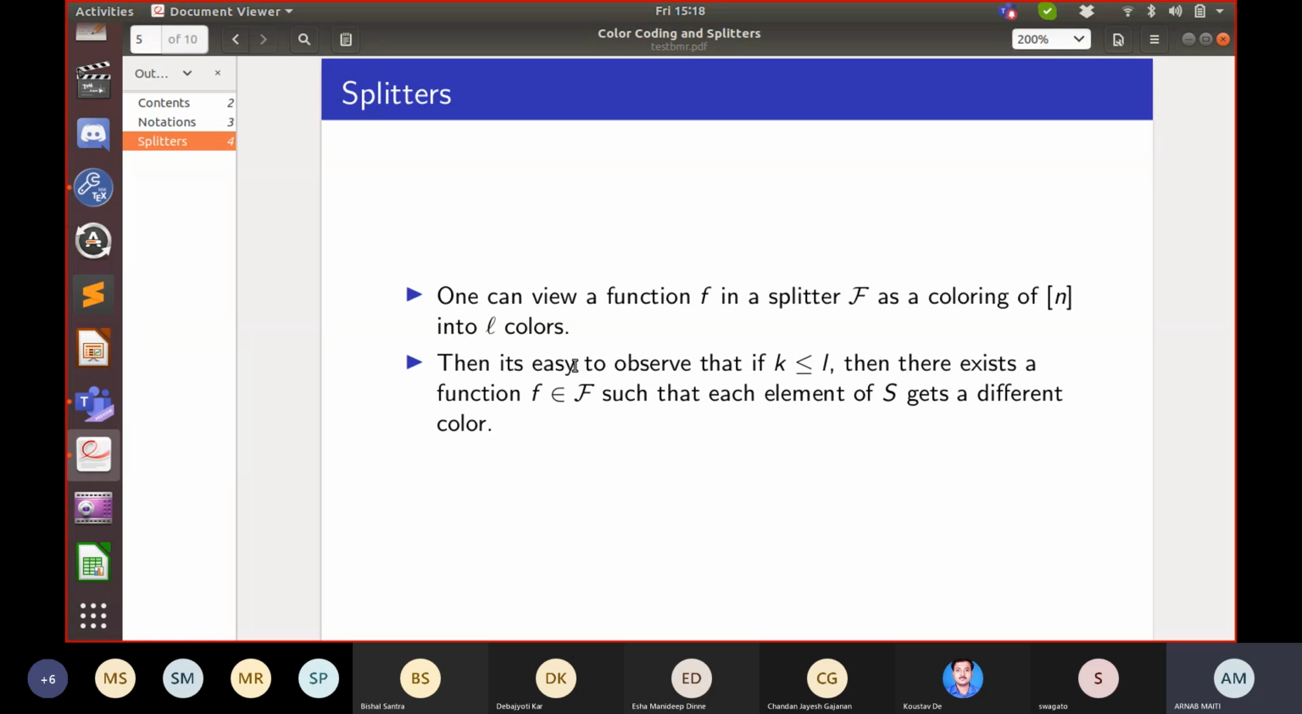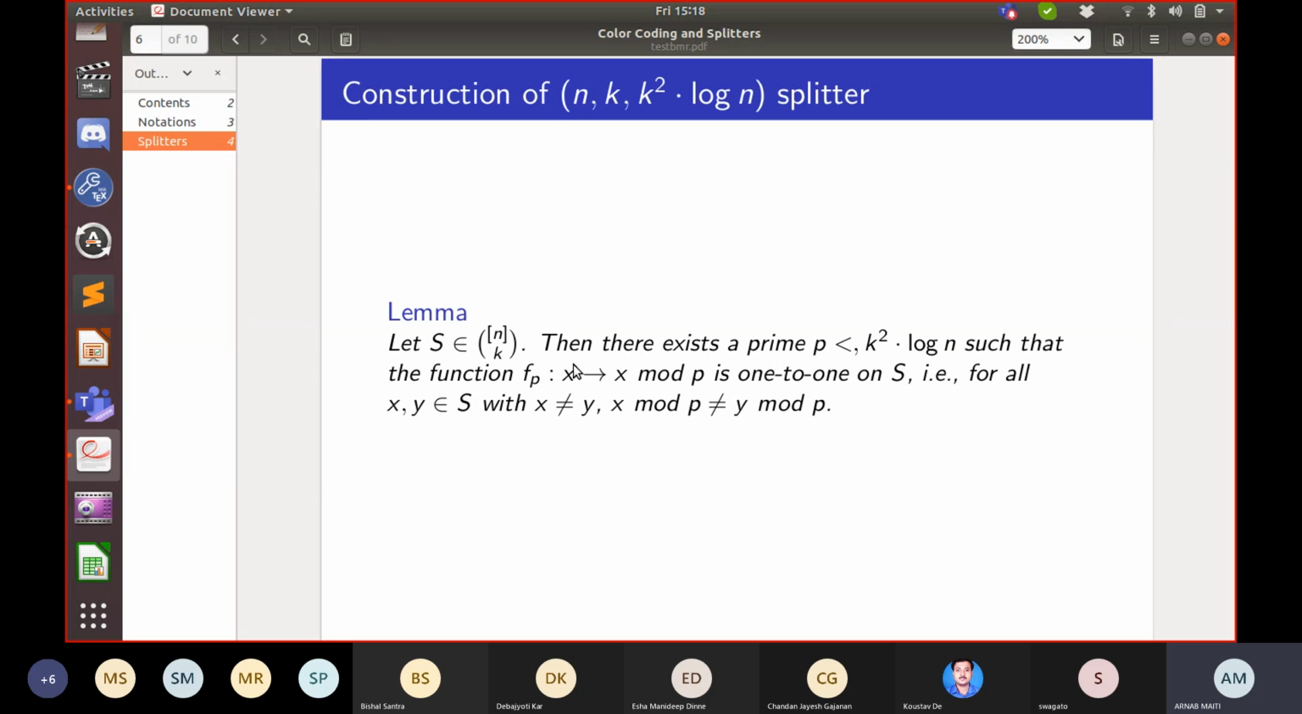Yes, we can do better than that. I'll look at one splitter which is of the form (n, k, k square log n). I'll explain the construction of this, which is very simple and very interesting. And using similar ideas, we can create other splitters also. So let me explain this.